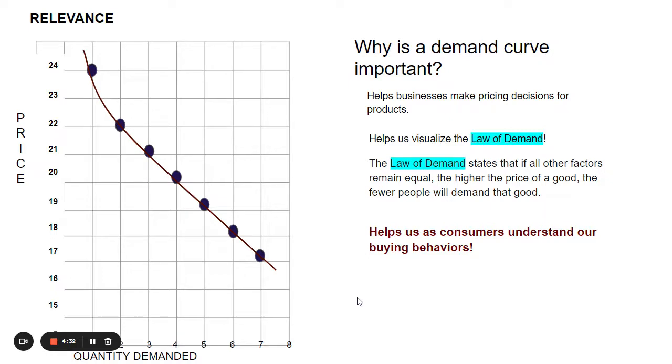And finally, it helps us as consumers understand our buying behaviors, which is really important because we know that if we walk into a store and the price has gone up, there's a good chance that our quantity demanded will go down.